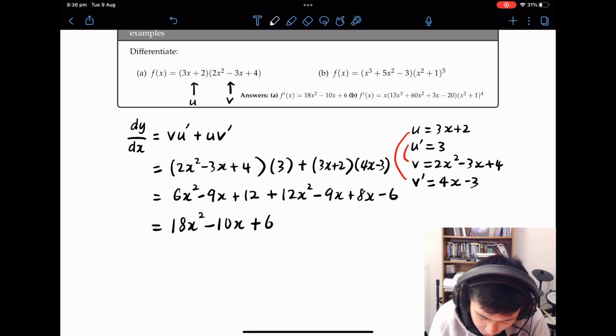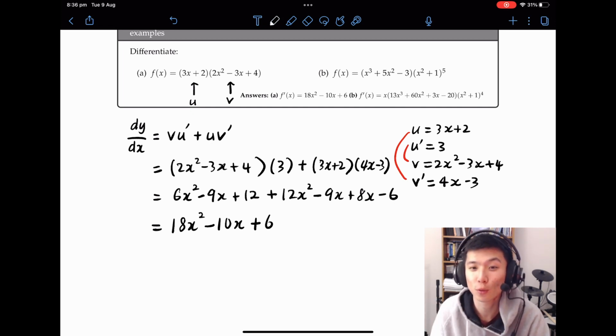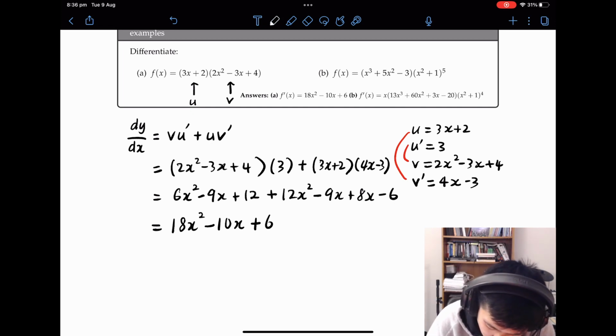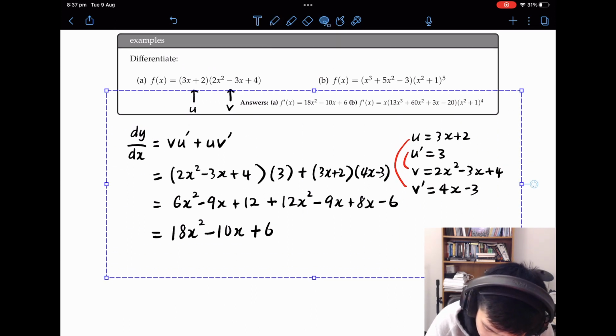So that is how we use the product rule to differentiate a function that is a product of two factors. Okay, let's also do part B together so that we can review the product rule.